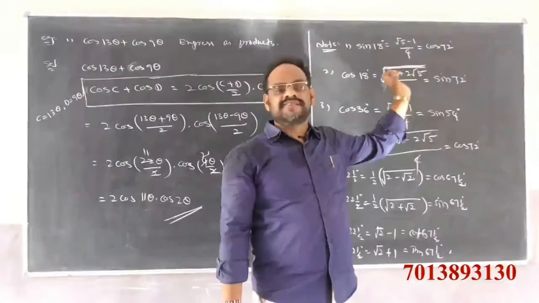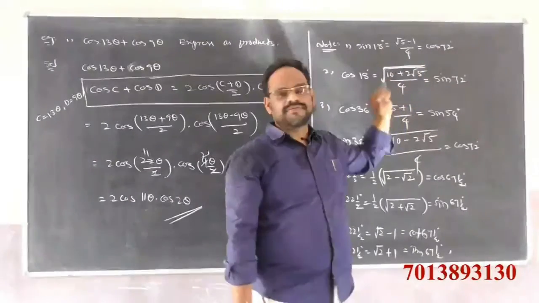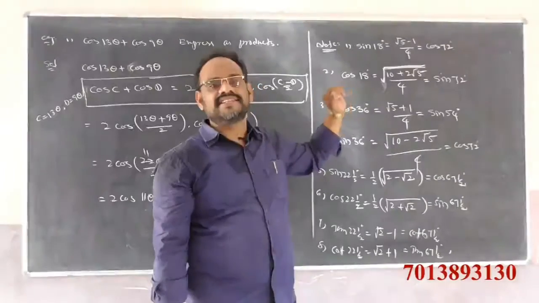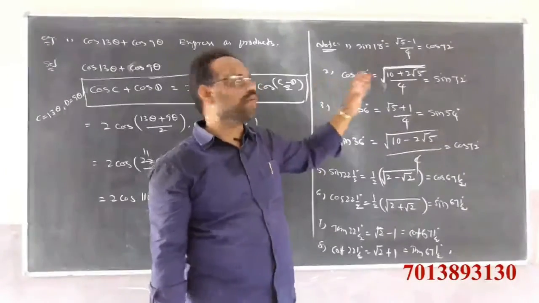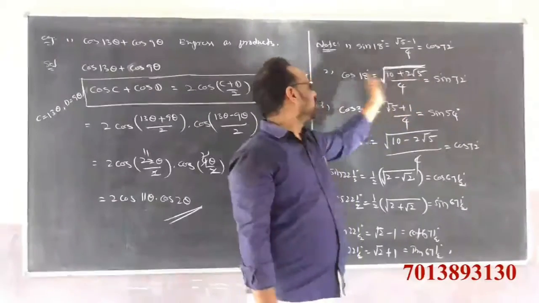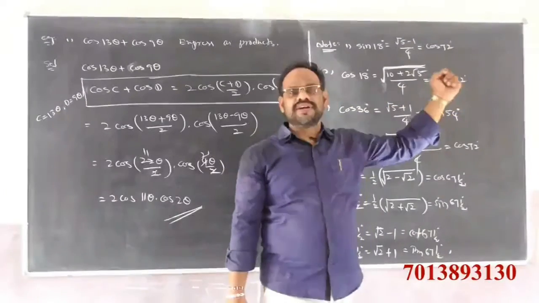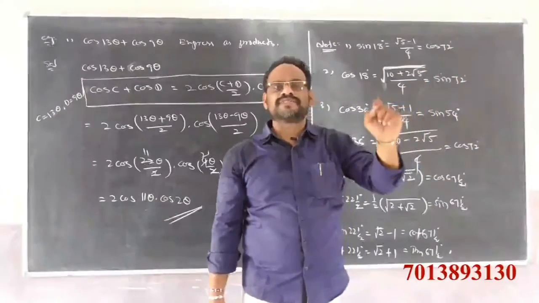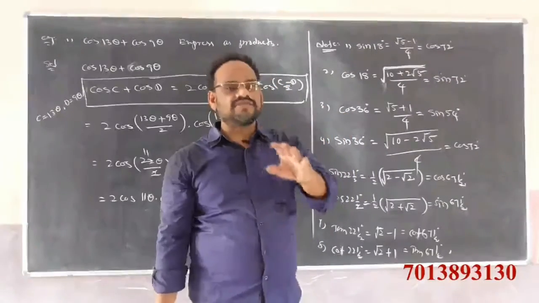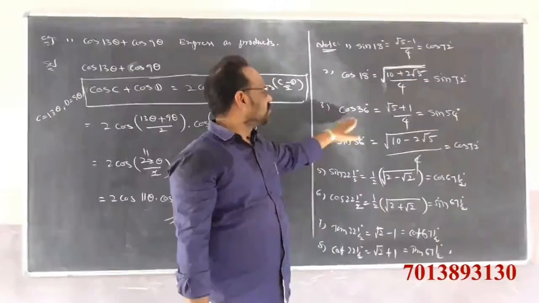Sin 18 degrees is equal to square root of 5 minus 1 by 4, which is the same as cos 72. Cos 18 degrees is equal to square root of 10 plus 2 root 5 by 4, which is the same as sin 72. Already we discussed previously, if a plus b is equal to 90, then sin a is equal to cos b. So cos 18 is equal to sin 72.